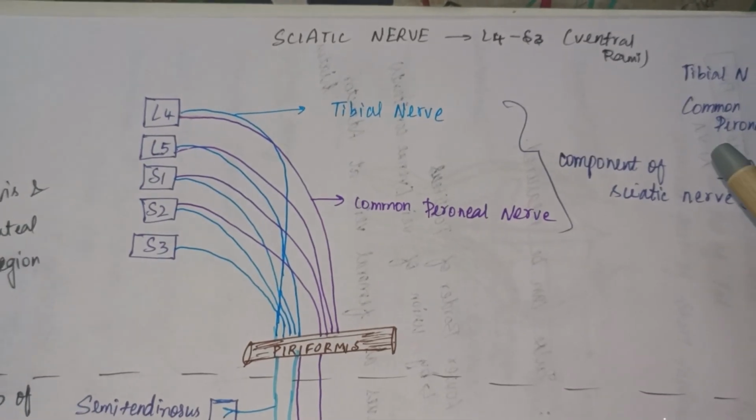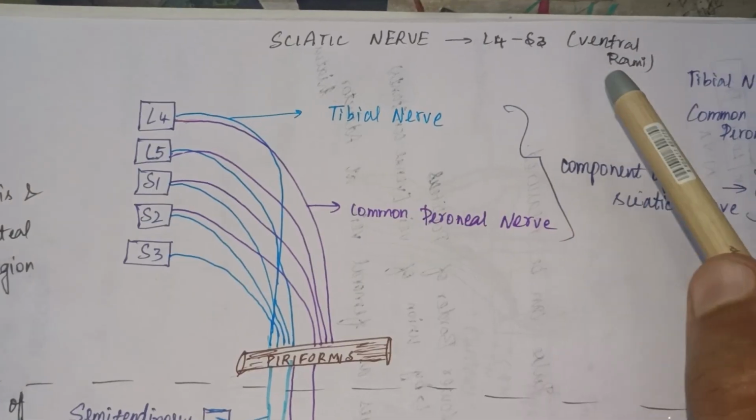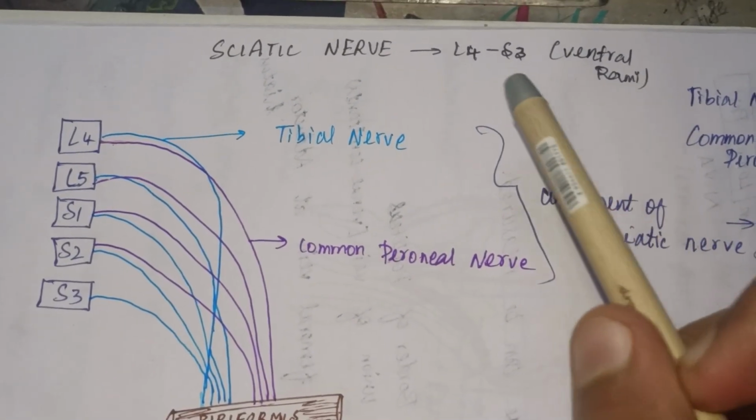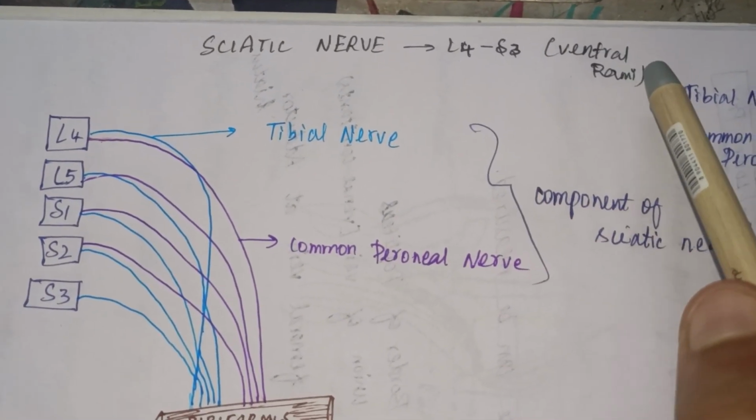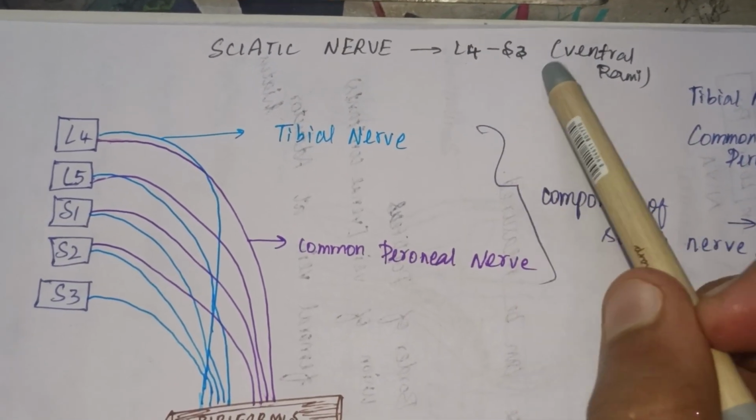Hello friends, in this video we are going to learn about the sciatic nerve. The root value of the sciatic nerve is L4 to S3. It is from the ventral rami of L4 to S3.